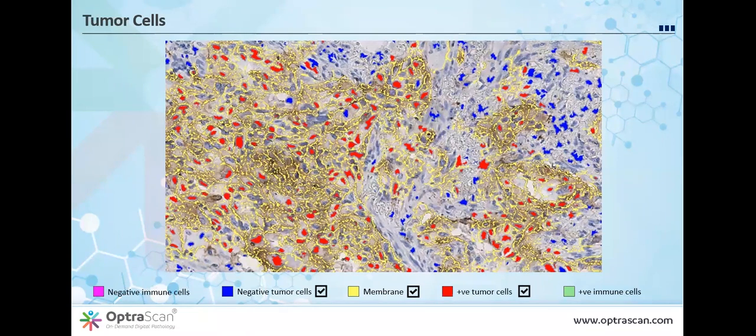Coming back to tumor, for the tumor score, the algorithm would utilize all the red cells as the numerator and the sum of red and blue as the denominator. The fraction would then turn out to be my tumor score. What about the immune cells?